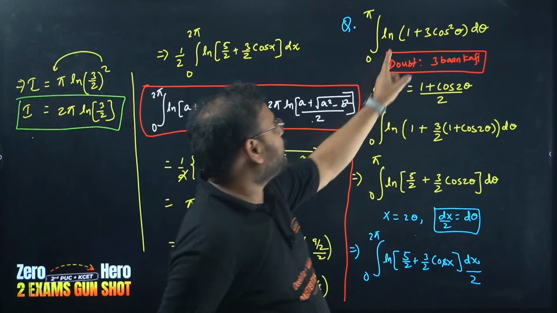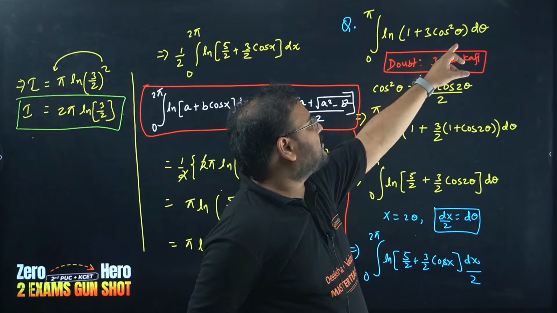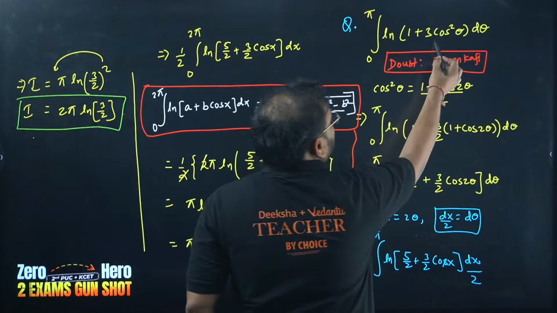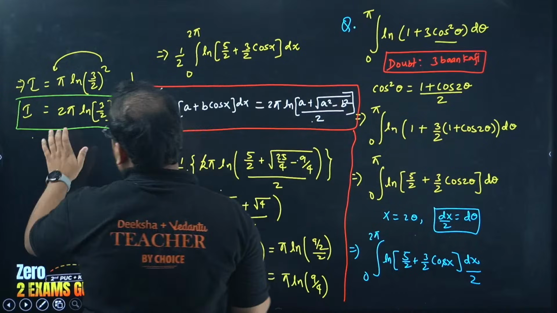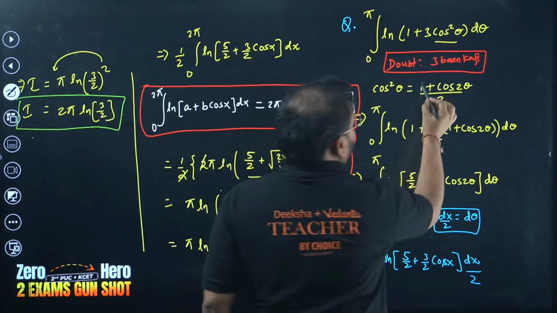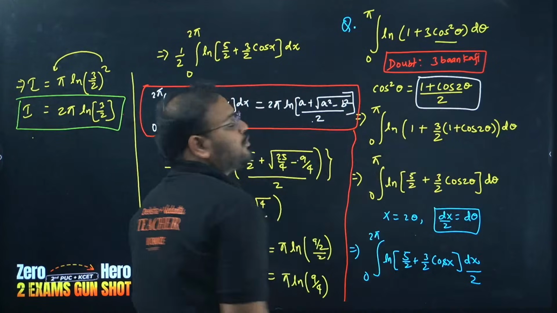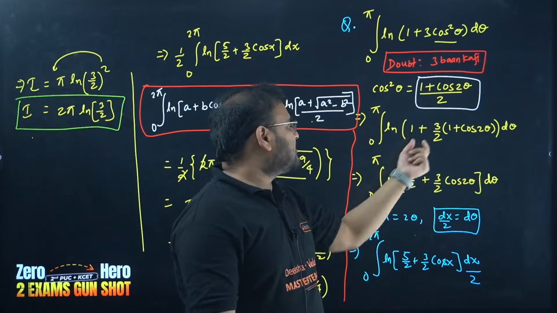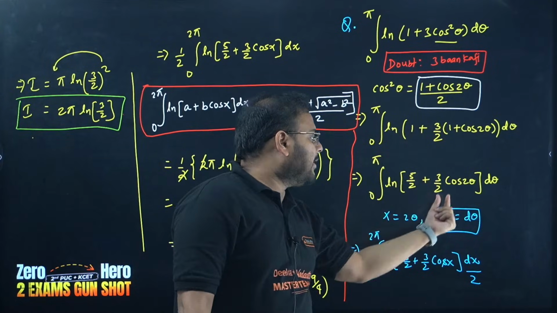So this was the question given to you, if I remember: integral of ln of 1 plus 3 cos square theta. The first step we do over here is simply take cos square theta as 1 plus cos 2 theta by 2. We can do that, no? This is my formula, if you remember. Once you use that and put it back in the given integral, you get this expansion: 5 by 2, 3 by 2 cos 2 theta.